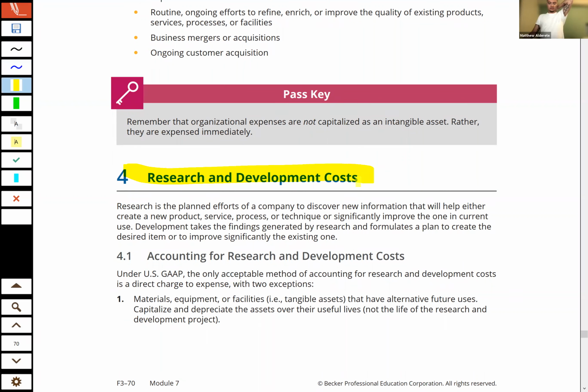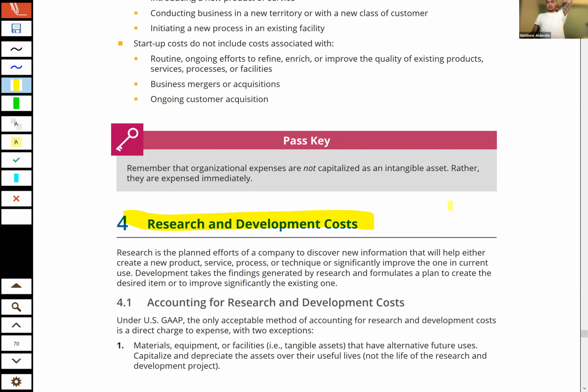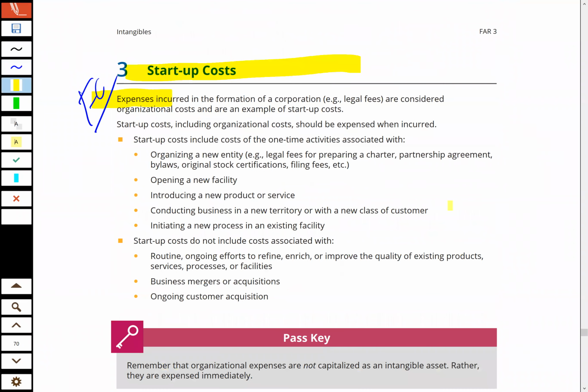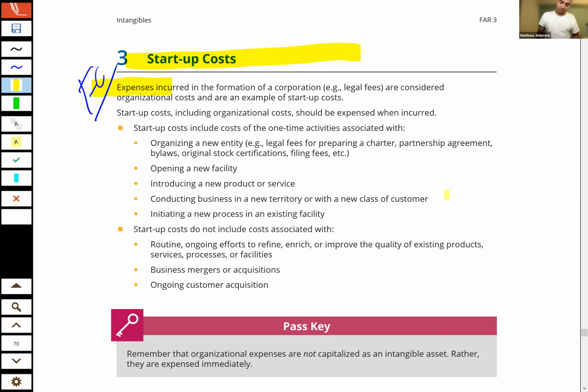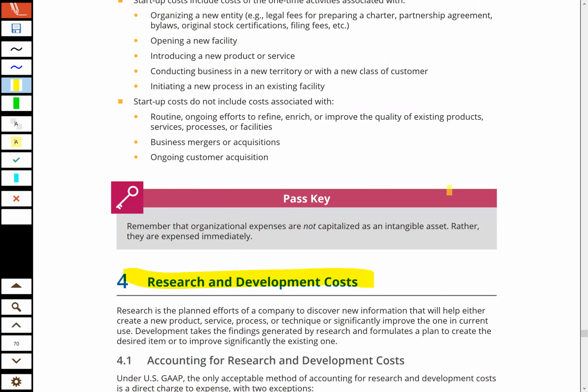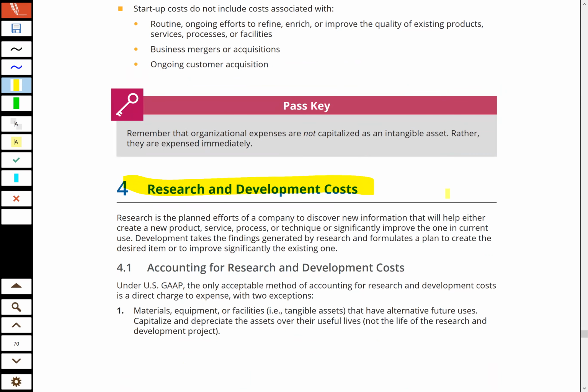Okay. I'm sorry. What was the actual part that was flashcarded for the last one? Right here, just expense startup cost. Oh, okay. Gotcha. Yeah. Just remember that. Okay. And then research and development costs, okay, are also expensed.